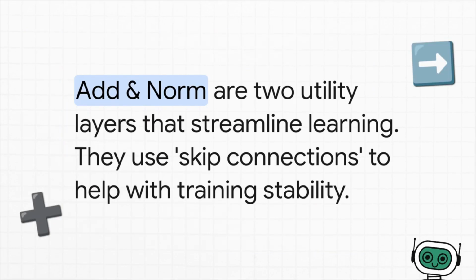Now, there are also two little utility layers that help everything run smoothly. They're called add and norm. You can think of them as the plumbing of the encoder block. They use something called skip connections, which is basically an express lane for information. This is really important because it helps prevent the original signal from getting lost as it goes through all this processing, which makes training the model much more stable.